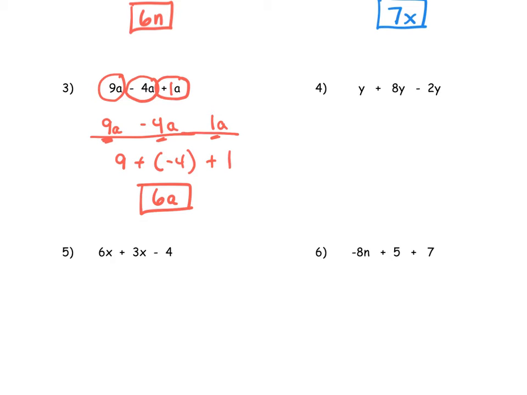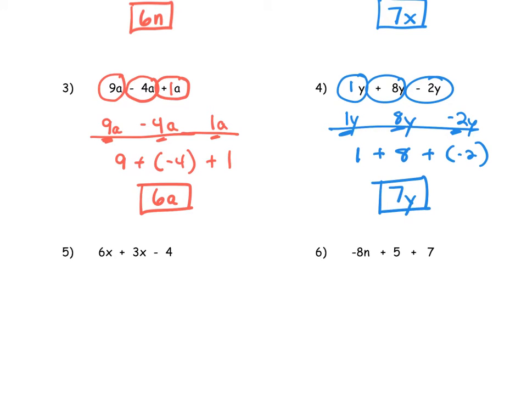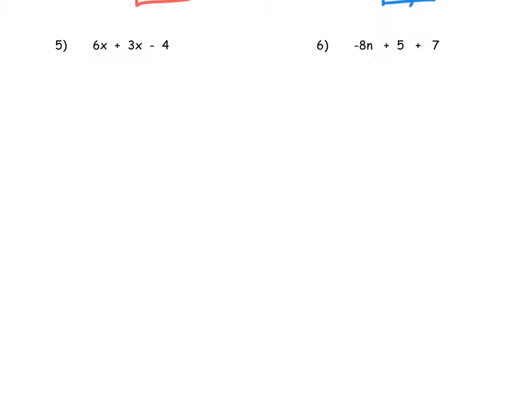Now it's your turn. Would you please look at the expression for number 4, and tell me what the final answer is after you simplify it? Go ahead and show your work on the paper. If you said 7y, you're correct, because there's a minus sign. We look at this like it's negative 2. And if there's a variable without a coefficient, we place 1 in front of it.